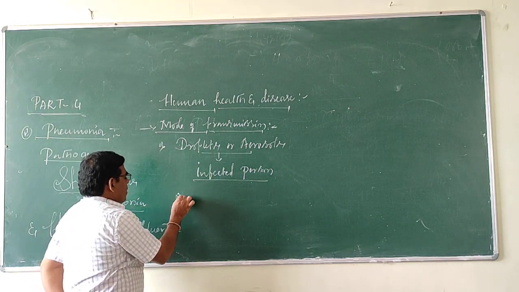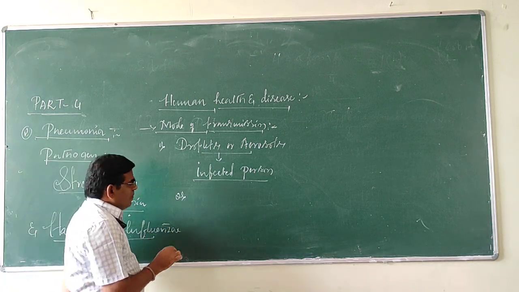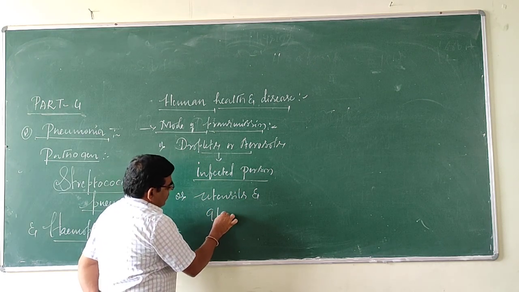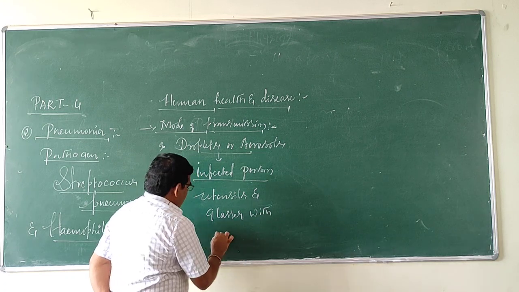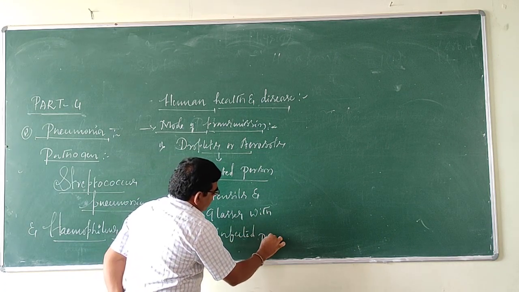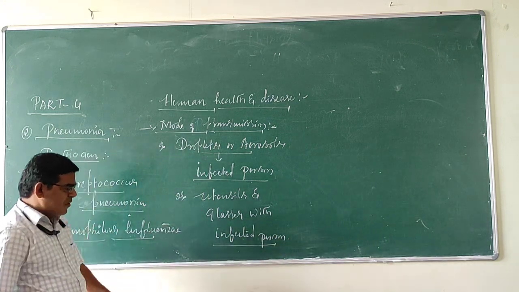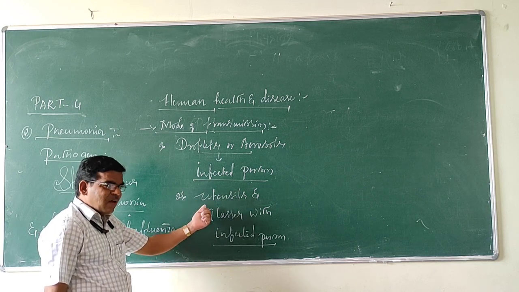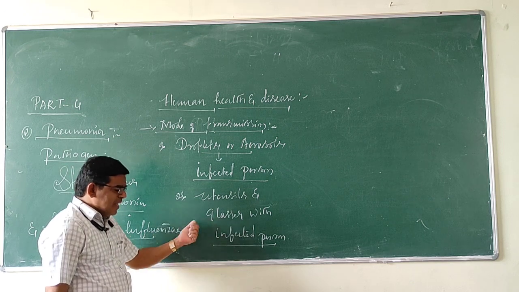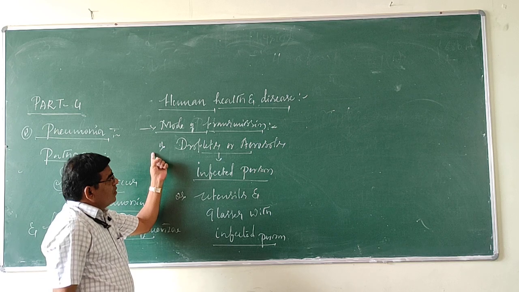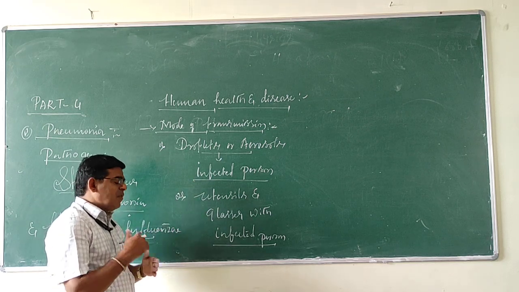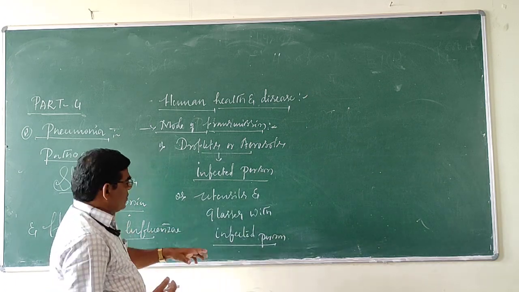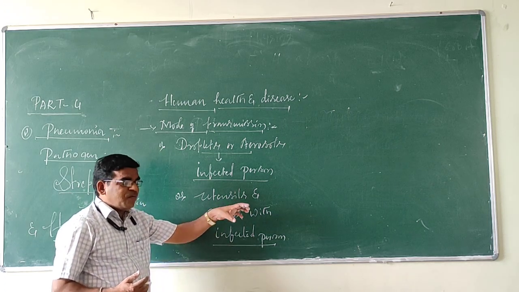Second one, the pathogen is also transmitted by utensils and glasses used by an infected person. The infected person uses some utensils and glasses in the home. These utensils and glasses are reused by healthy persons in the family, so pneumonia is passed to them. That's why we should avoid using the utensils and glasses of infected persons. Otherwise, the pathogens can also infect healthy individuals of the family.